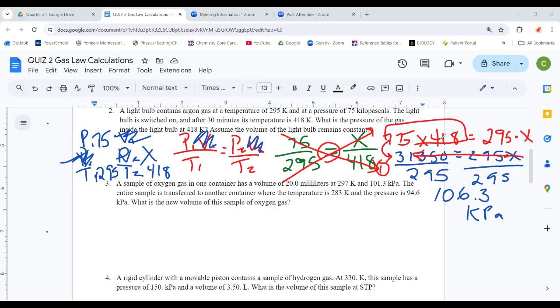Okay, again, makes sense. My temperature went up, so my pressure went up significantly. My temperature nearly doubled, well, maybe not exactly, but it went up by about 100. So it's quite a bit. It's 295, so it was pretty high to begin with. All right, let's clear this and start the next one.